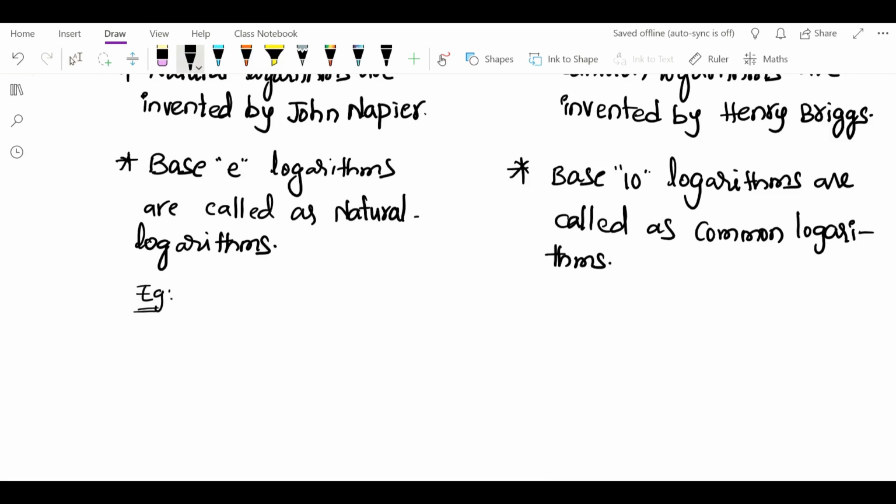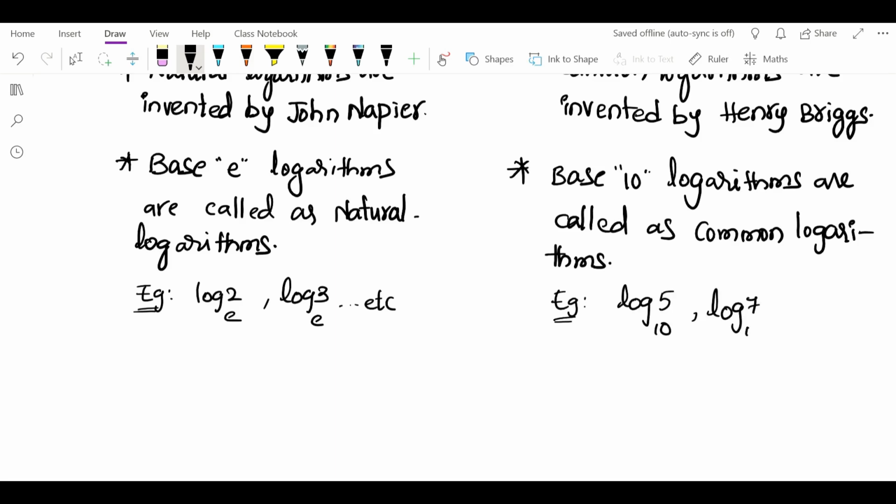The examples of natural logarithms are log 2 base e, log 3 base e, etc. The examples of common logarithms are log 5 base 10, log 7 base 10, etc.